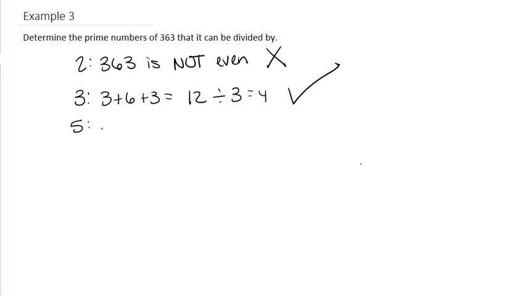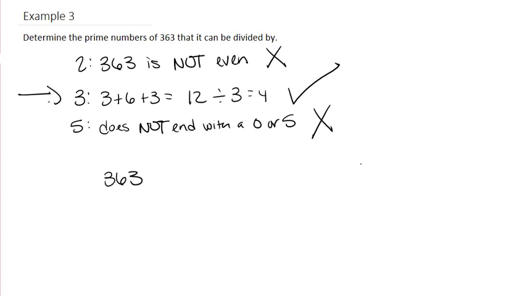5. This does not end with a 0 or 5. So this does not also work out. So let's start doing long division, as that will be the next step to see about the other prime numbers. So 363, we can only look at this 3 because 2 and 5 did not work.